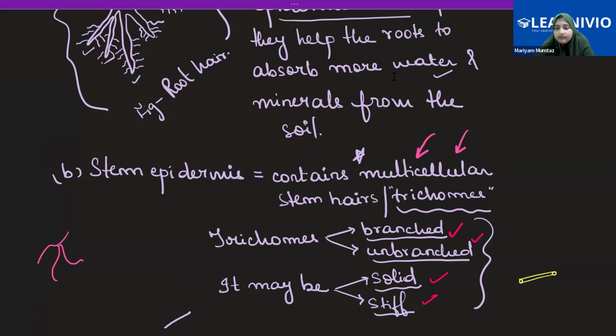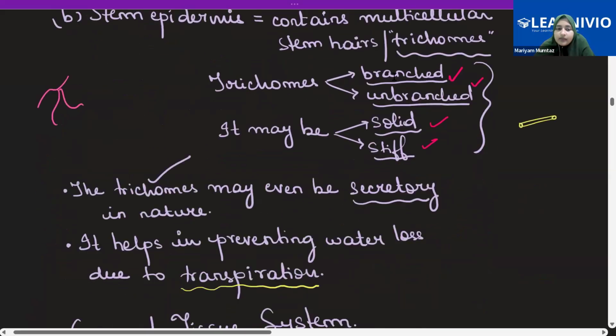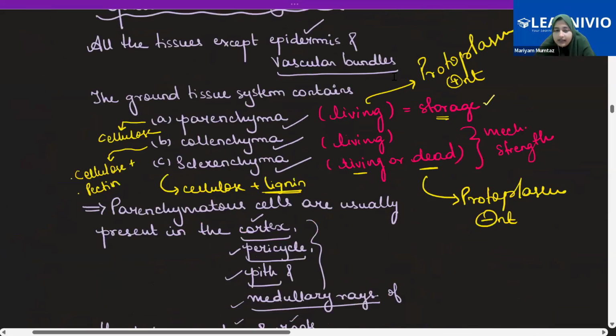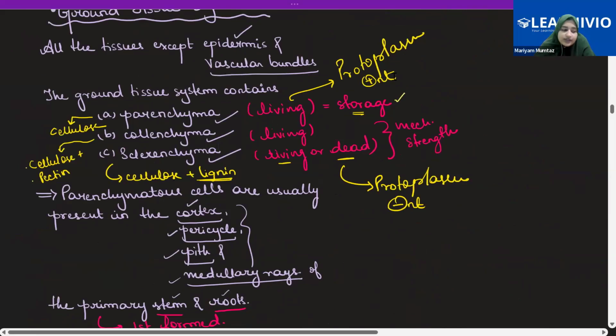Isn't the unicellular one not visible, or is it visible also? The hair is visible. You just have to know that its origin is unicellular. You can't see the cell like that. Origin is unicellular. Okay. Multicellular, unicellular is origin. Got it. Thank you. So this was the epidermal tissue system.